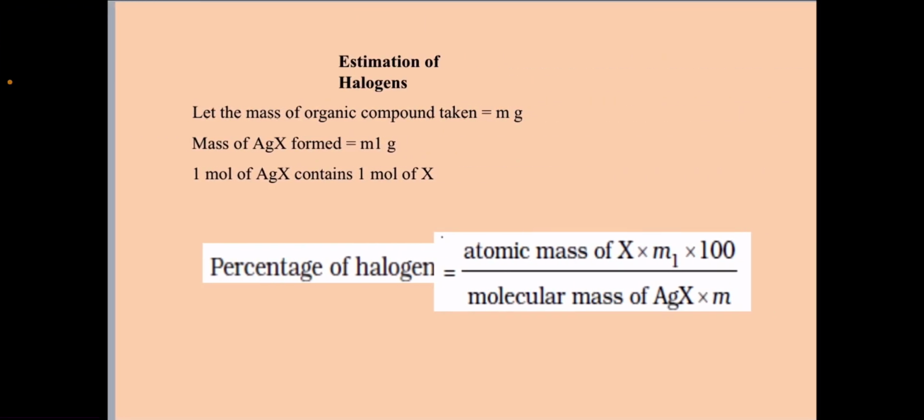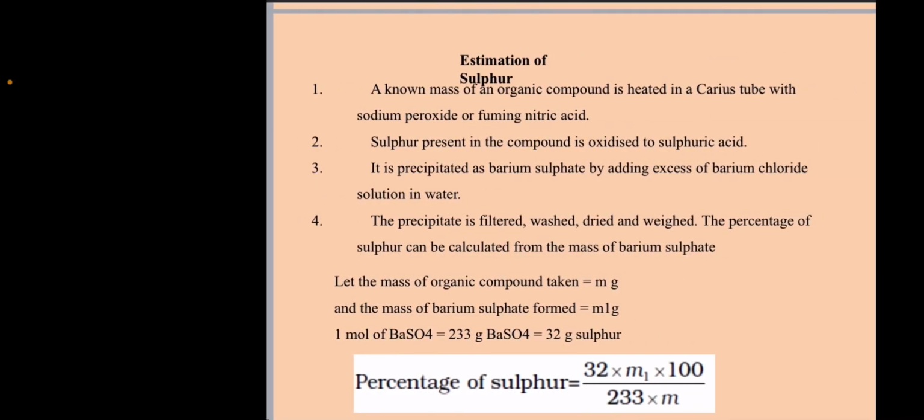And for the calculations, how can we calculate the percentage of halogen? If the mass of organic compound is m, then the mass of silver halide is m1, and 1 mole of silver halide contains 1 mole of halogen. So the percentage of halogen is atomic mass of halogen (it can be chlorine, bromine, iodine) into m1 into 100 upon molecular mass of the silver halide into m, where m is the mass of the organic compound taken.